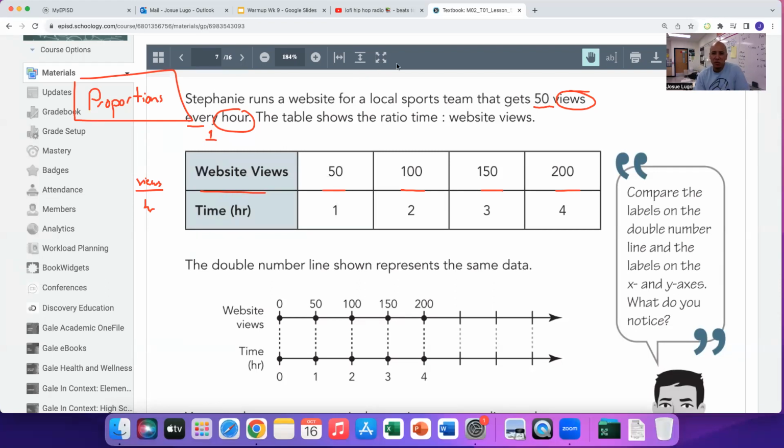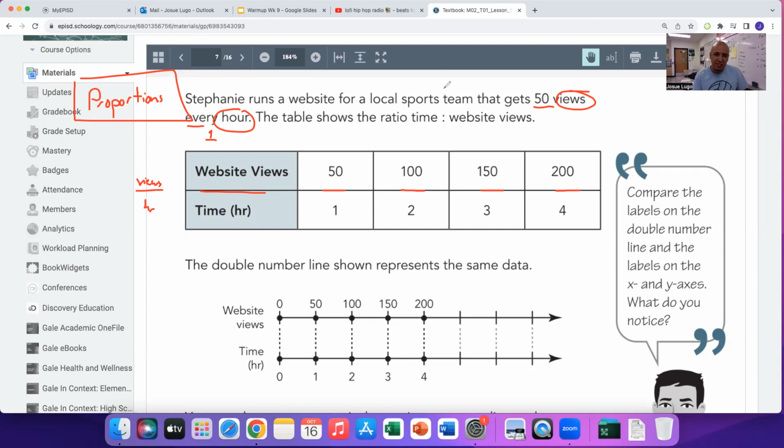But ladies and gentlemen, the question is, what can I do with this information? Well, let's look at these two variables. We have views and hours. If you think about it, hours happen first. In other words, as time goes by, as the hours go by, more views are accumulated, and it doesn't work the other way around. It's not like if you suddenly get a ton of views, then a ton of hours are going to go by. That doesn't make any sense.